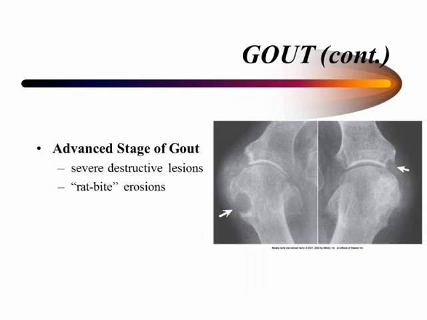In the advanced stage of gout, there are severe destructive lesions. There are two examples shown here of typical rat bite erosions about the first metatarsal phalangeal joint. The cyst-like lesions have thin sclerotic margins and characteristic overhanging edges.